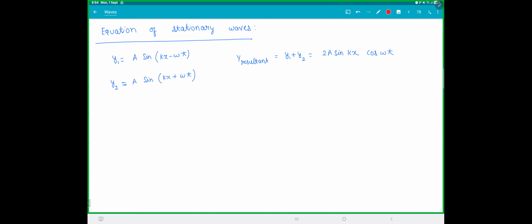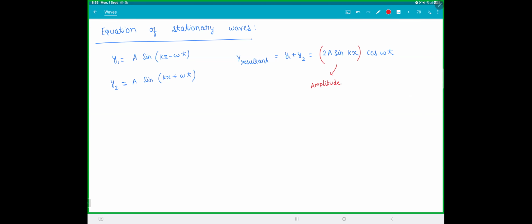Now, if you look at this equation, it doesn't look like our general wave equation. That is because our general wave equation is for a progressive wave. This is not a progressive wave. This is a combination of two progressive waves. So be careful. Now, in this wave, if you see, there are two terms here. This 2a sine kx, this represents the amplitude.